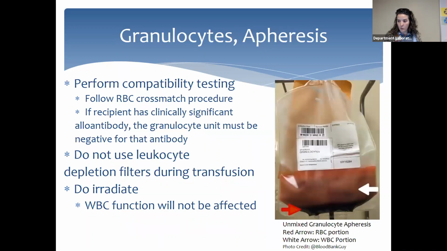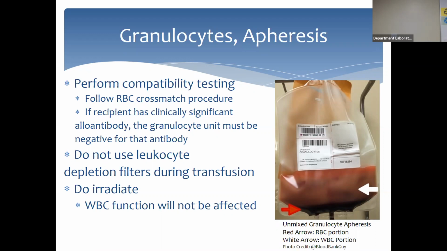And I want to show you guys what a unit of granulocytes looks like, because when I think of granulocytes, I think of buffy coat. I think it's going to look like platelets. However, because of the contents of red cells, if you think about spinning a vacutainer tube down, how little that buffy coat is, it's very hard to obtain granulocytes without some red cells, right? And that's why.